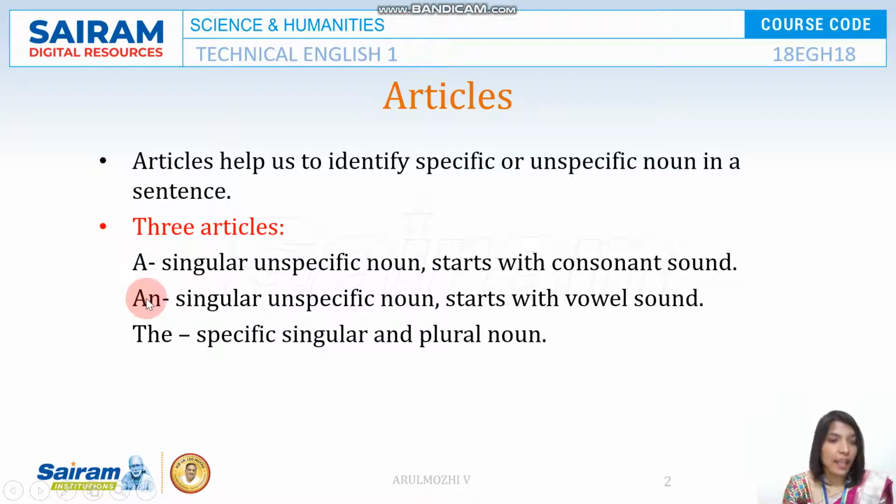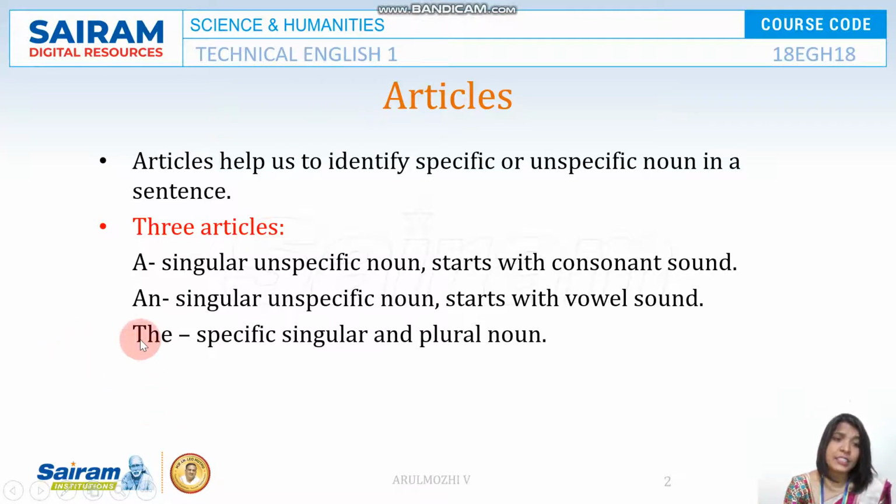A and an are used to identify unspecific nouns, and they mean one. A is used before a consonant sound, and an is used before a vowel sound. A and an are used only before singular nouns, and they are most of the time introduced at the very beginning of the sentence in order to introduce the unknown noun to the receiver.